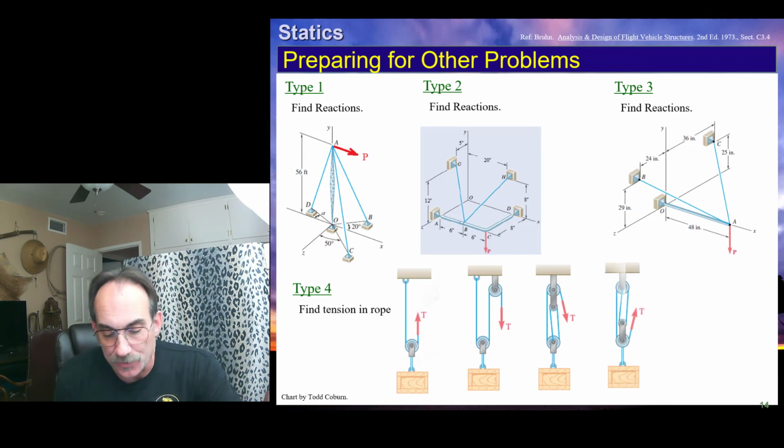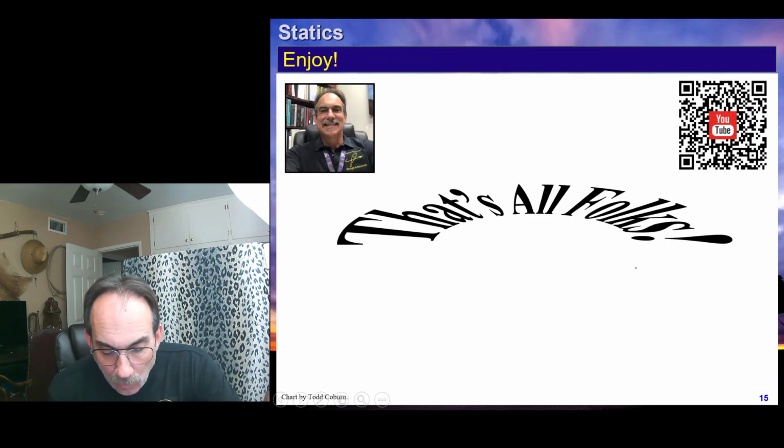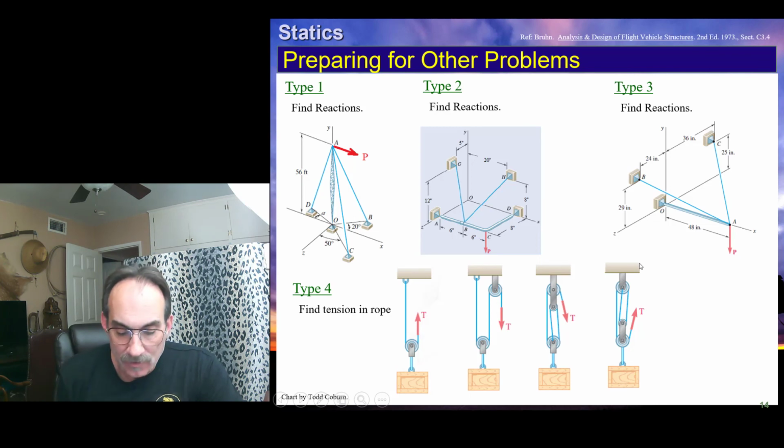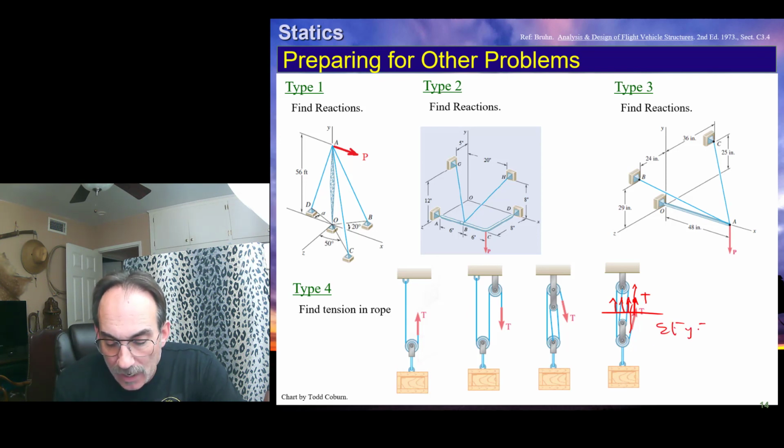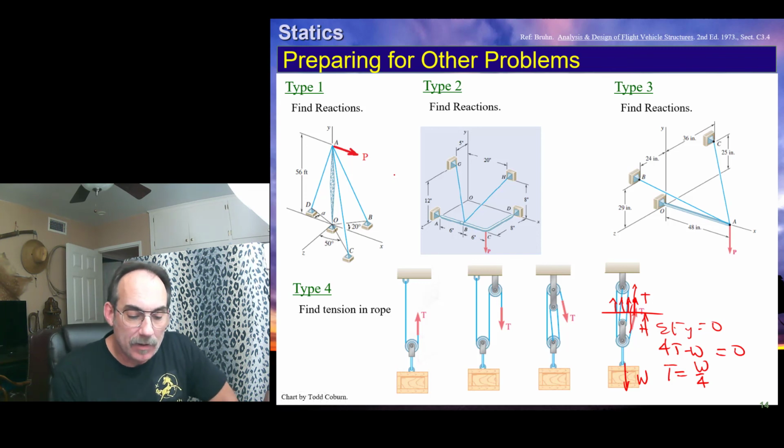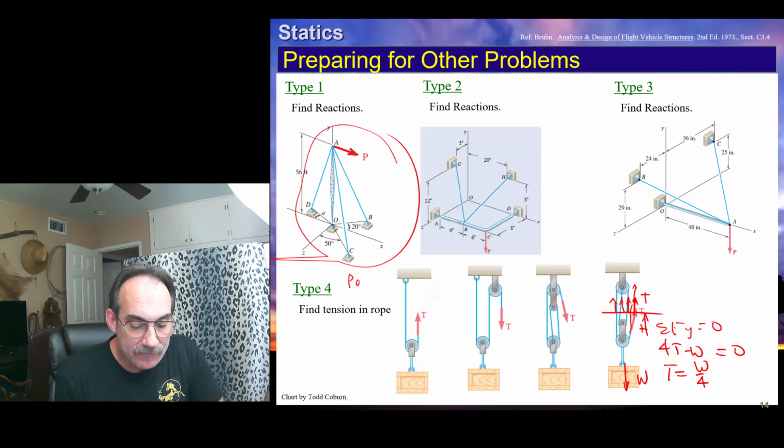Let's say we have this one. All we've got to do is continue this wire up a bit more and then put the tension. So now we can cut it through here, and we find we have 1, 2, 3, 4 wires that we needed to cut, all with T. So when we sum our forces in the y direction, we find 4T minus W equals 0, and T equals W over 4.